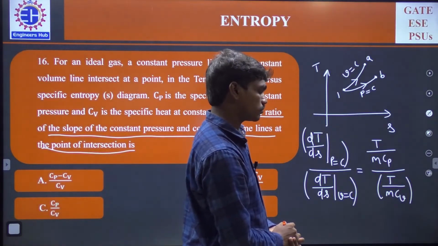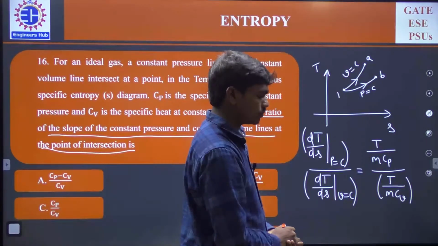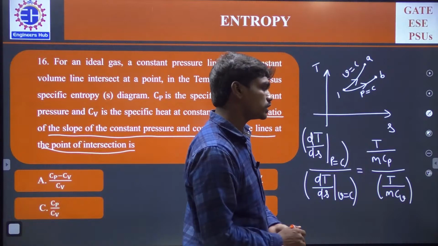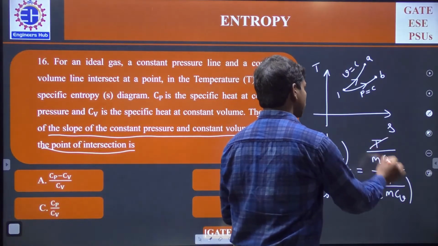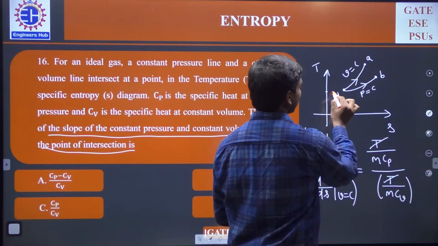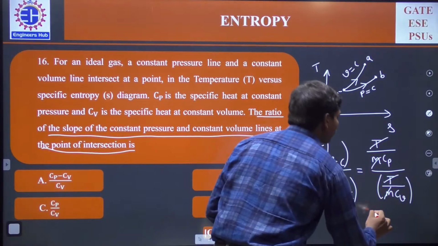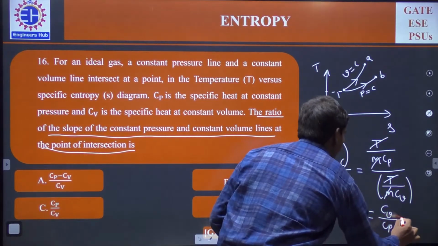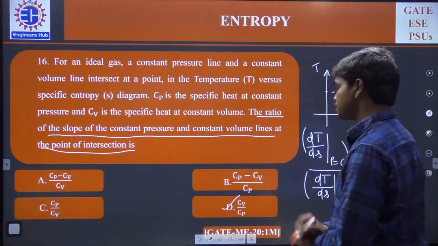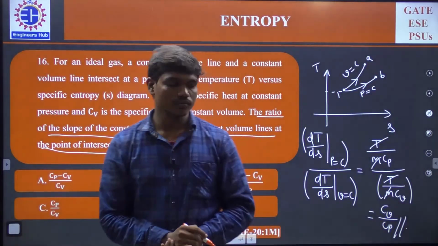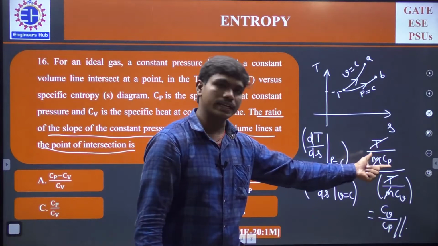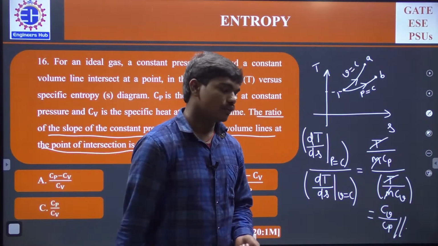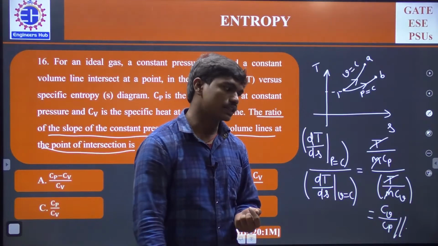Correct? This is what we got as the slope for the constant pressure process and this is the slope for the constant volume process. So now if you cancel the terms, T gets cancelled because at the point of intersection temperatures are the same, and mass gets cancelled. So we have 1 by Cp divided by 1 by Cv, which is nothing but Cv by Cp. That is the answer, which is option D. Cv by Cp. Okay. I told you why T by mCp and T by mCv are the values. Correct? We derived this the other day. If you look at the notes, you can see it.